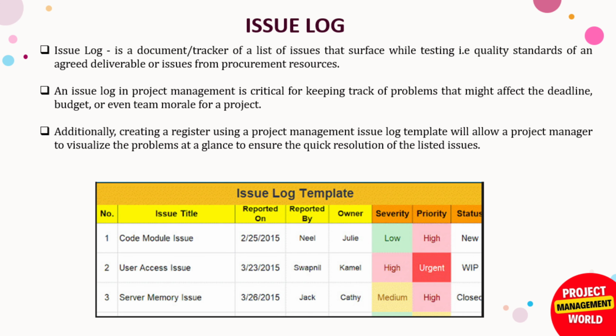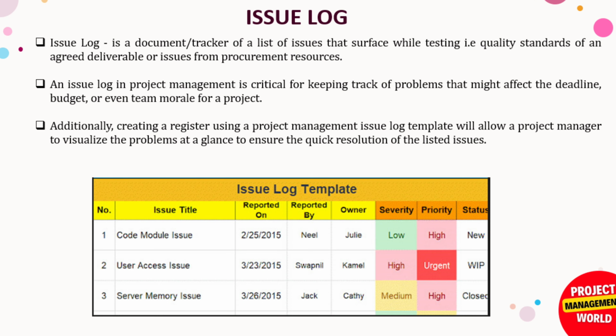So in this issue log, we keep track of all the problems that arrive during the project, and if we don't maintain this issue log, we may face several problems for the deadline, for the budget, and for the team morale as well. Creating a register using a project management issue log template will allow the project manager to visualize the problem at a glance to ensure the quick resolution of all listed issues. It's telling us here that if we have an issue log with us, then the project manager can easily see what issues we are facing as of now, and you can solve those problems with the best approach. This makes this register more important as well.